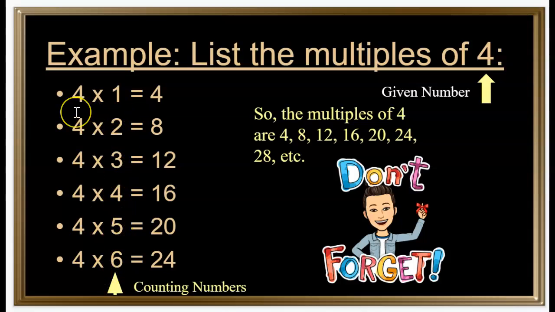So I will take my 4, multiply it by 1, gives me 4. 4 times 2, 8. 4 times 3, 12. 4 times 4, 16. 4 times 5, 20. 4 times 6, 24, and so on. Simply, it is going up by 4 each time.